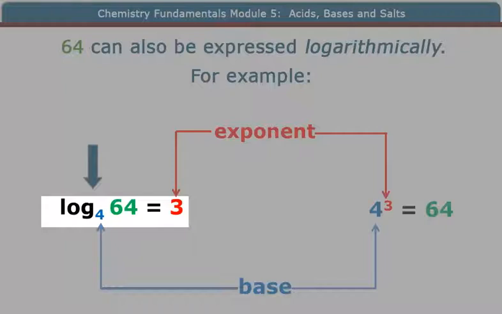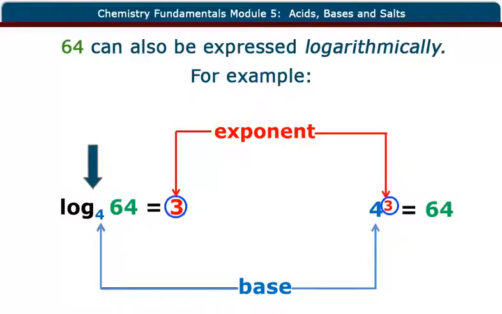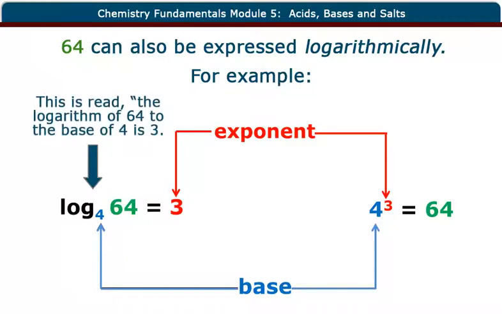Always remember, when doing these problems, the logarithm, what goes after the equal sign, is always the exponent. In this case, 3. This is read, the logarithm or log of 64, to the base of 4, is 3. The base, in this case, is the number 4. Notice that in the logarithmic expression, the base goes at the bottom, just like the base of a mountain.